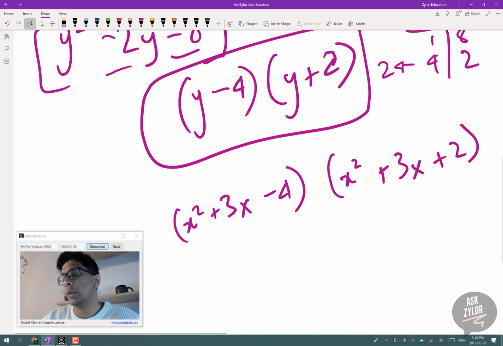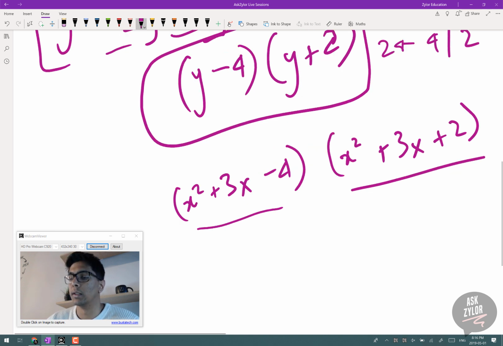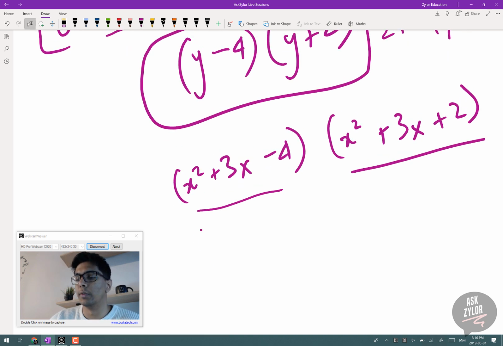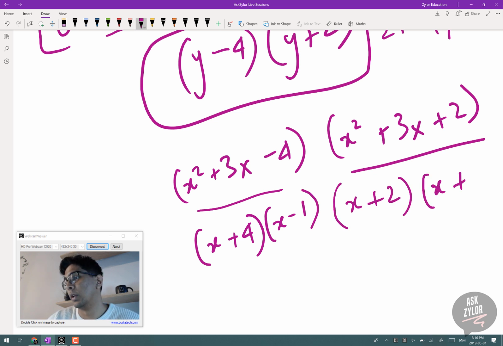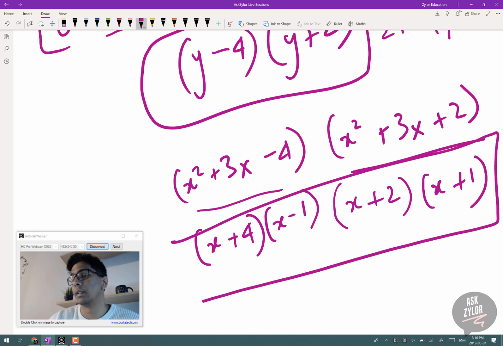Right? We shouldn't be satisfied with just this because these are, again, quadratic expressions that we can factor. So the x squared plus 3x minus 4, I can factor to be x plus 4, x minus 1, and then this one would be x plus 2, x plus 1. This is my final answer.